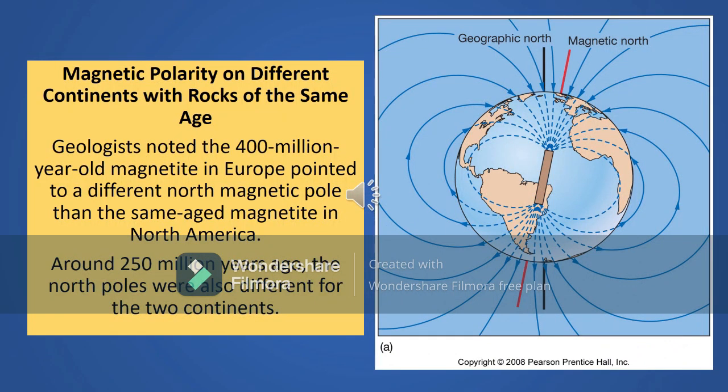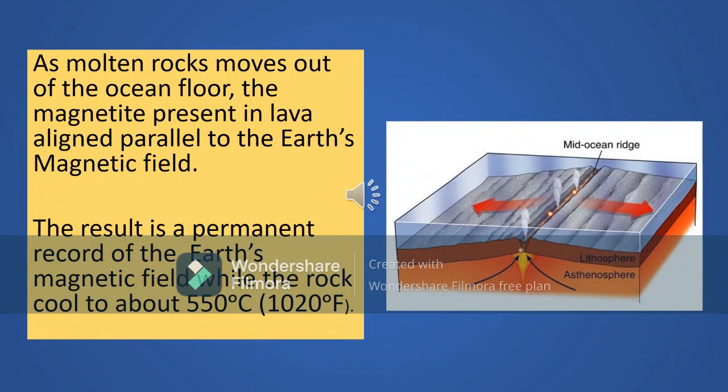Magnetic polarity on different continents with rocks of the same age. The geologists noted the 400 million year old magnetite in Europe pointed to a different north magnetic pole than the same age magnetite in North America. Around 250 million years ago, the North Poles were also different for the 2 continents. This is what is happening on the rocks.